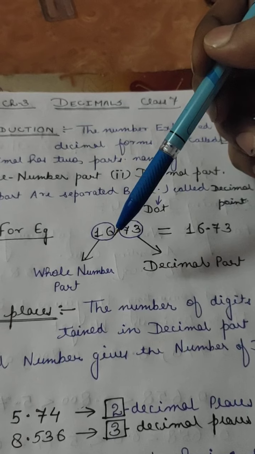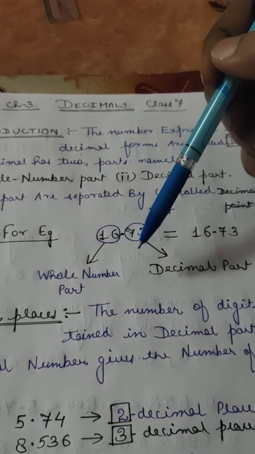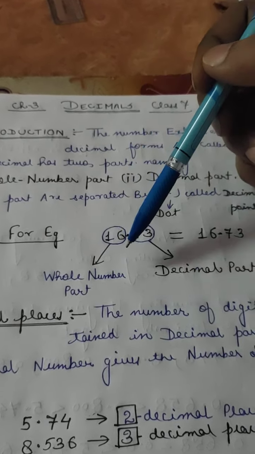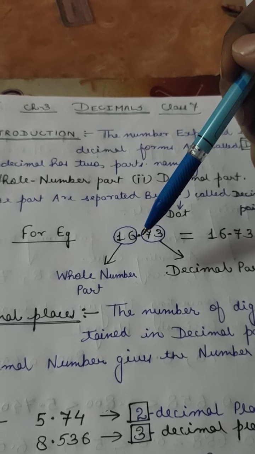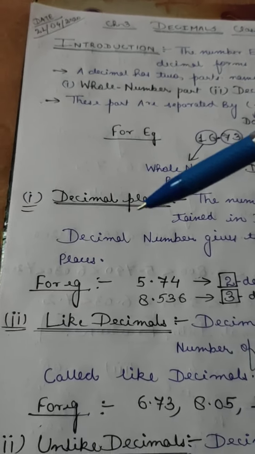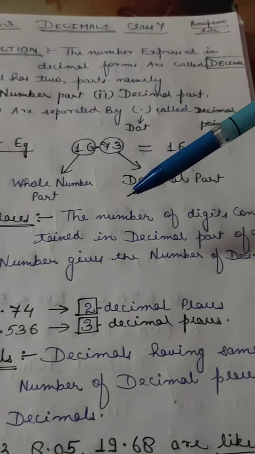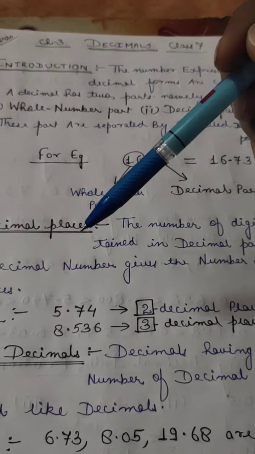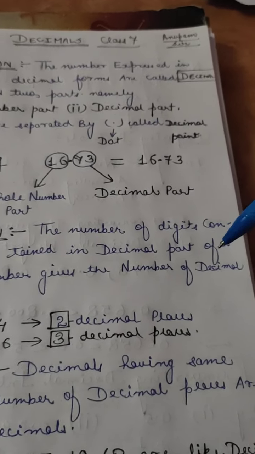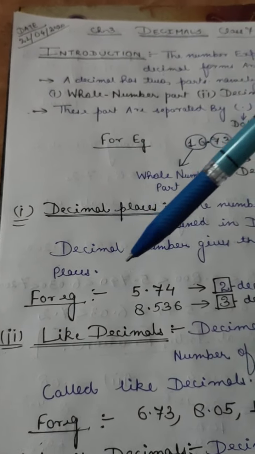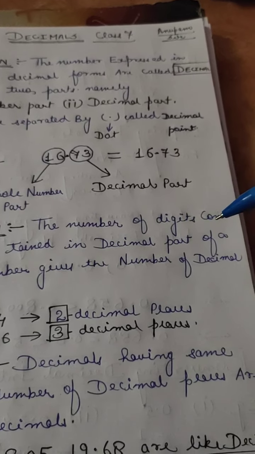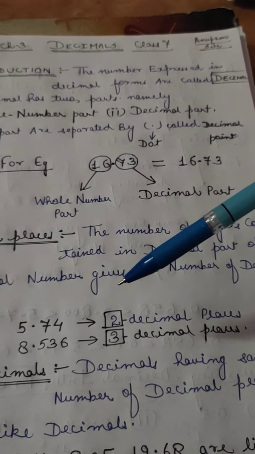So in every decimal there are two parts. One is whole number part and another is decimal part. Both these parts are separated by dot. That dot is known as decimal point. Now comes the decimal places. The number of digits contained in the decimal part of a decimal number gives the number of decimal places. So what is decimal places? It is the number of digits contained in the decimal part.